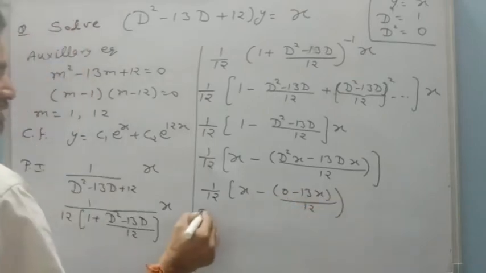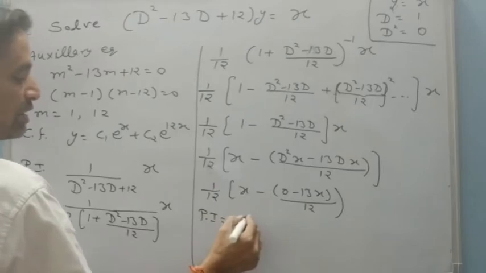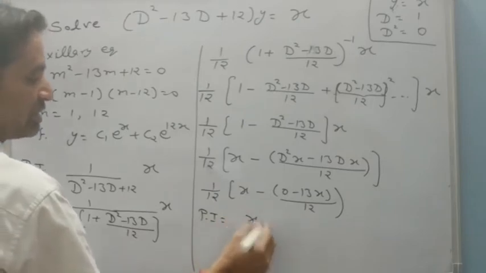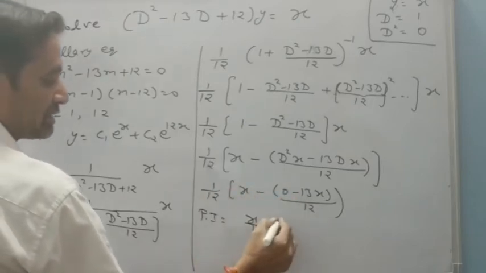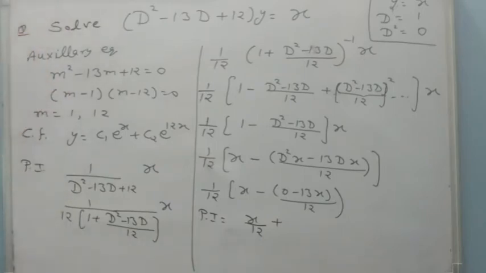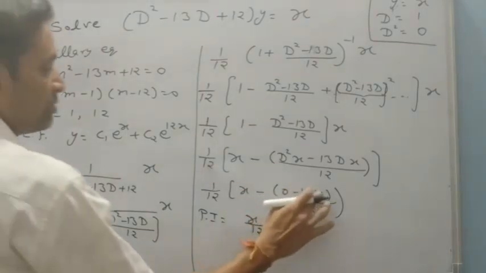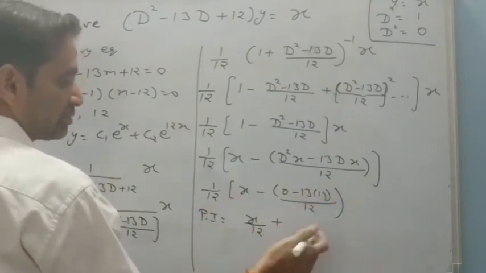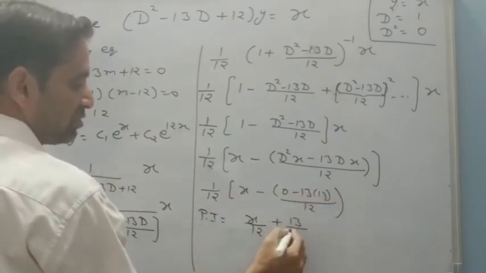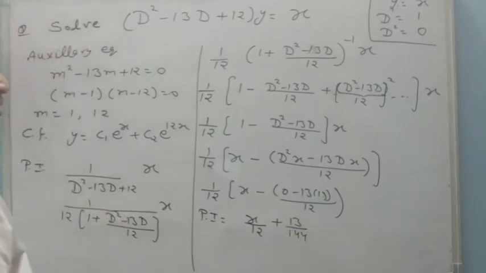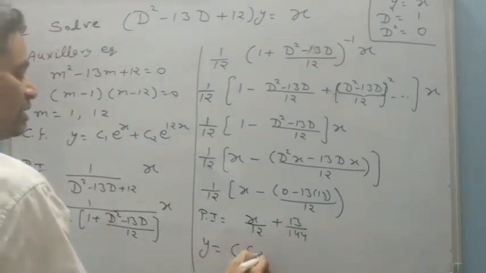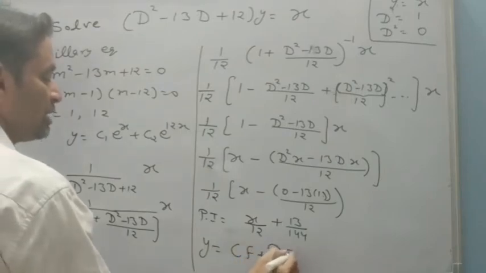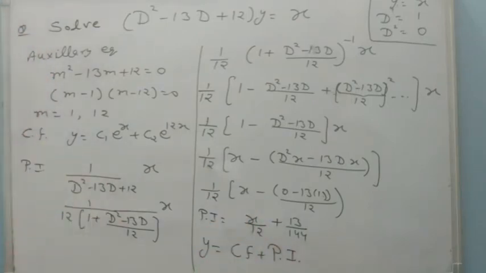So the PI is x by 12 minus, minus plus, that will be 13 upon 144. So the solution is y equals CF plus PI. Just add both solutions, you will get the answer.